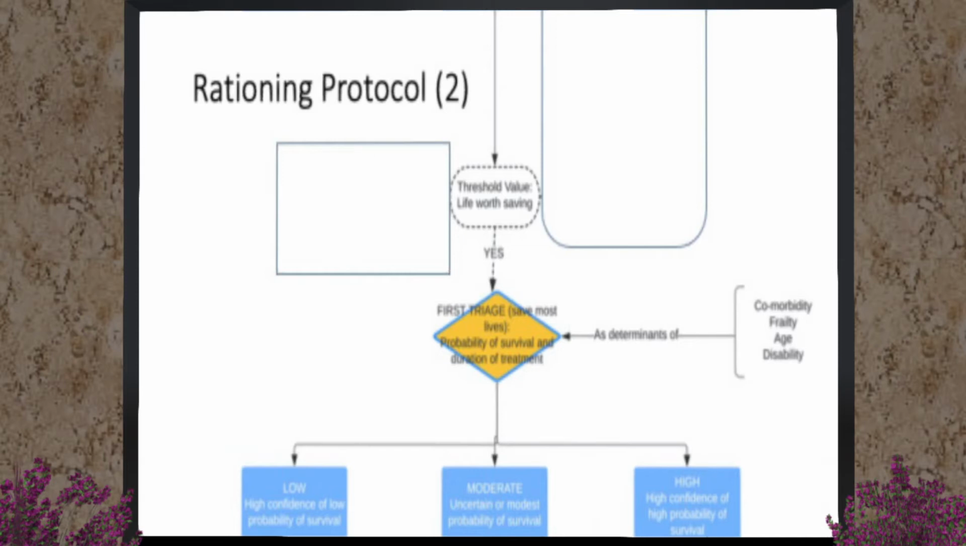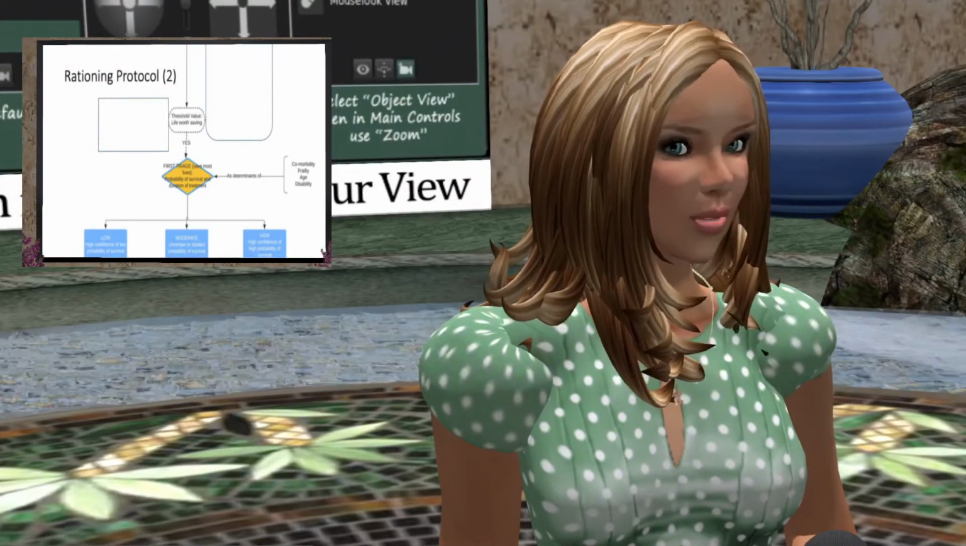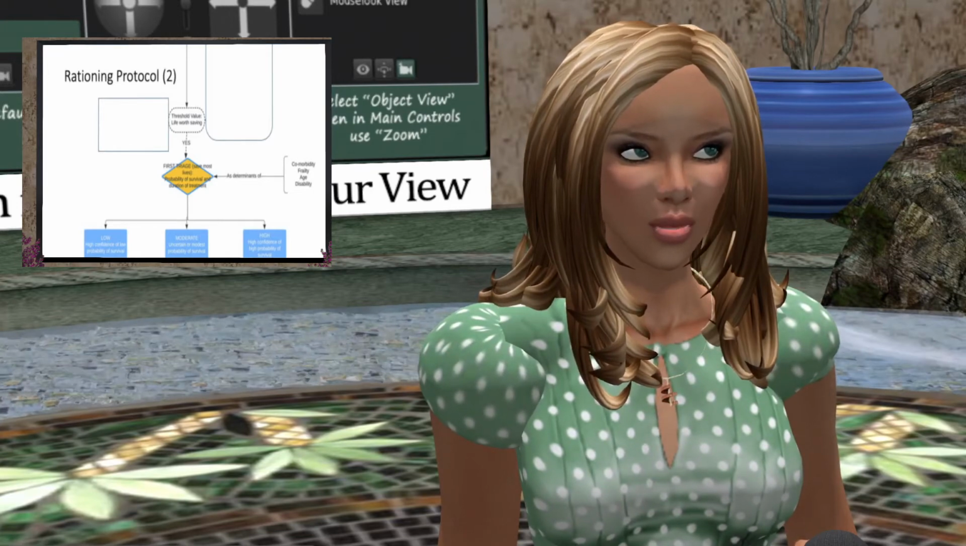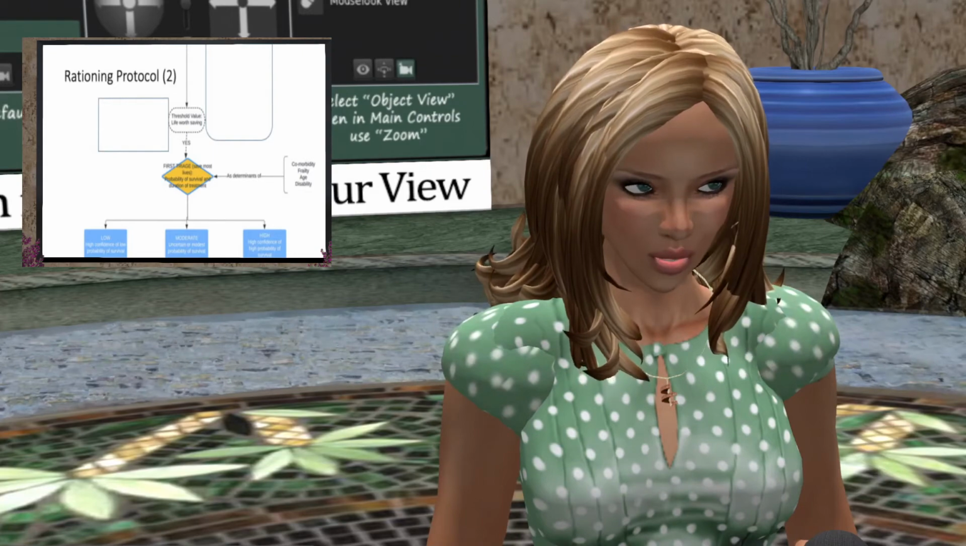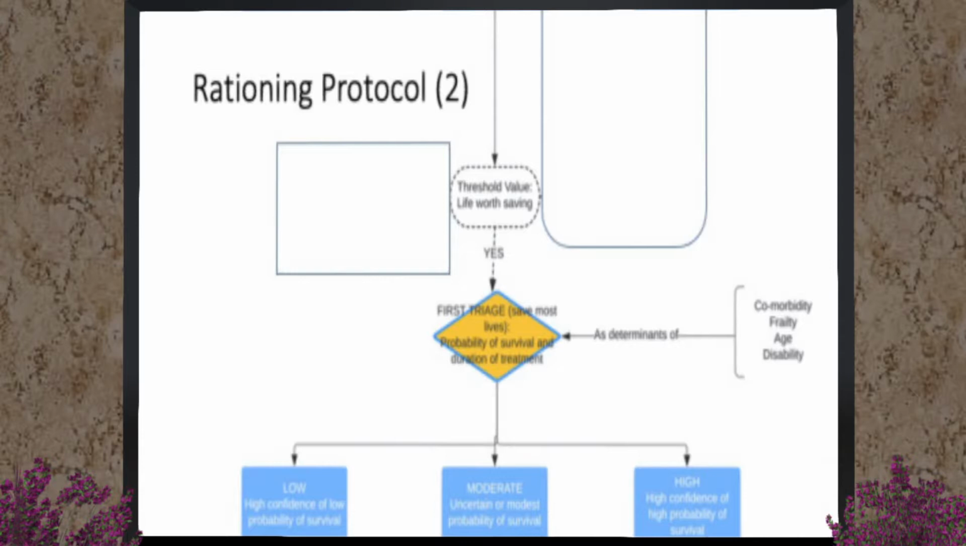On the other hand, some people are in a high category. That's the right side blue box at the bottom. We would have high confidence that they have a high probability of survival. We think if we treat them, they'll probably survive. But I think the largest group is the middle group. That's the moderate category. These are people that we're kind of uncertain about, don't have enough information, I guess, or we can determine that they have a moderate probability of survival. So those are the 3 groups that people are put into in triage.